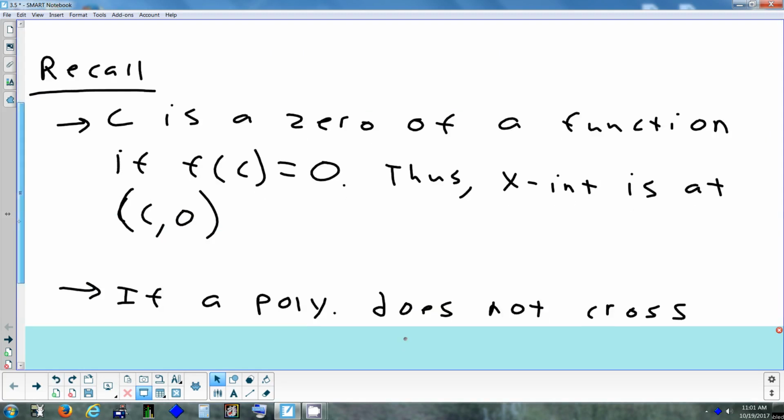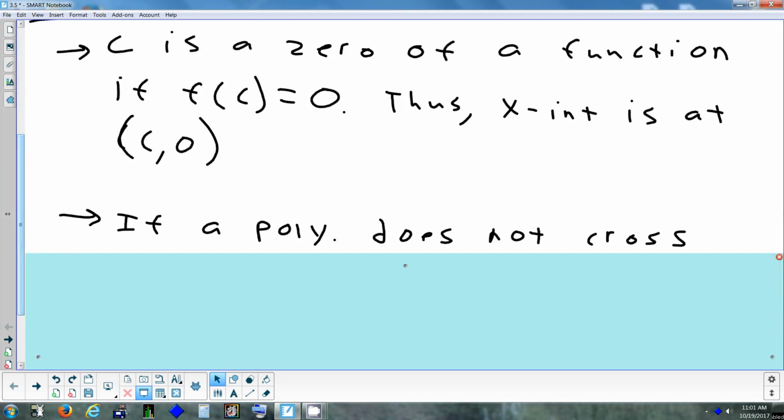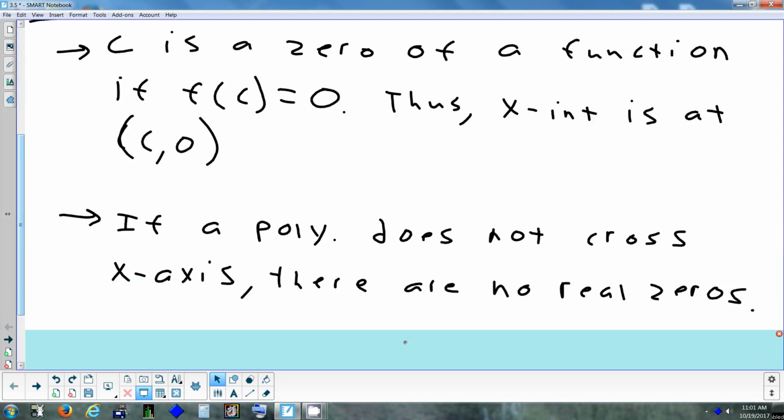So if a polynomial doesn't cross the x-axis, it doesn't mean that there aren't roots. Every equation has roots. It just means that the roots aren't real. So the graphing calculator can only visually show you real roots. If a problem has roots that are not real, the only way to find them is with algebra. The calculator can't really help us too much with imaginary roots.